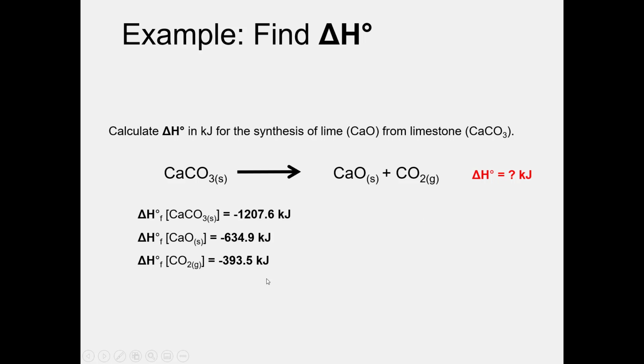From Appendix G, we see that the enthalpy of formation for calcium carbonate is negative 1207.6 kilojoules. For calcium oxide, delta H naught F is negative 634.9 kilojoules. And for carbon dioxide, delta H naught F is negative 393.5 kilojoules.